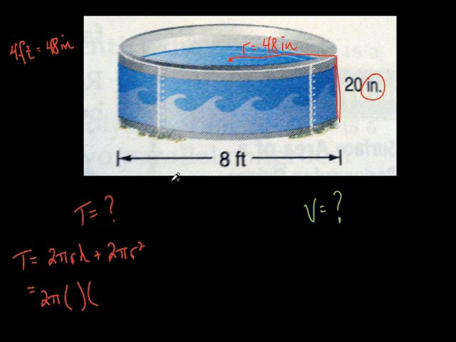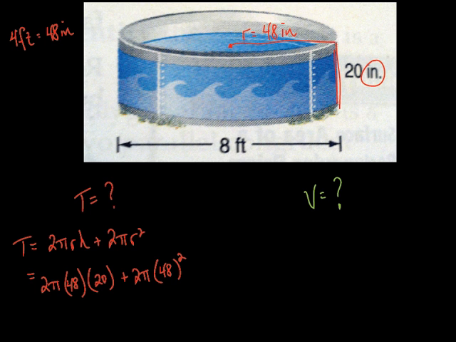So you got to put the 48 there. So let's put 48 for the radius. And what's the height? Now you can put the 20. Now you could have changed it to feet, but I think it's better to change it to inches in this case. Plus 2 pi r squared. Again, the r is 48, and then you square it. Now, this takes a little bit of doing on the calculator. Since I'm running past my 30-minute mark, I'll just tell you what it is.